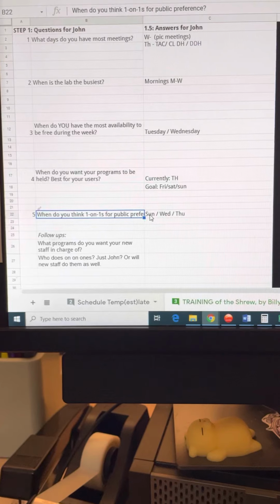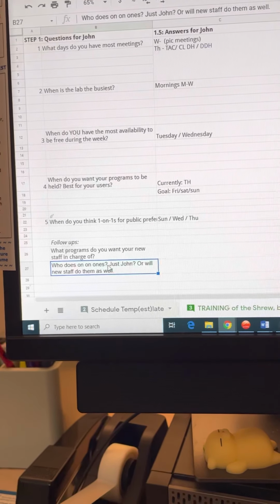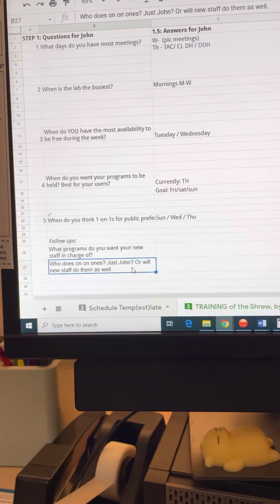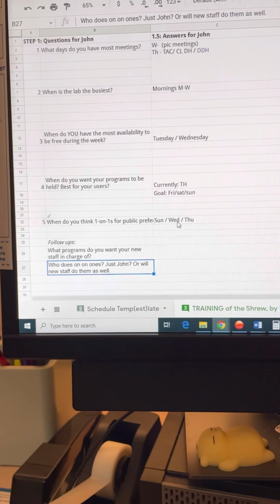One thing I noticed is that you were there all day. So I think that kind of answers some of the follow-ups I had. Who does one-on-ones? Just you. It looks like it's just during your shift days. Or will new staff do them as well, but then that can also change what you offer, which is pretty exciting.